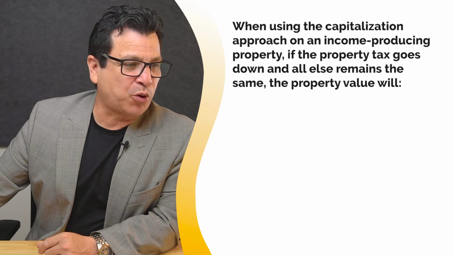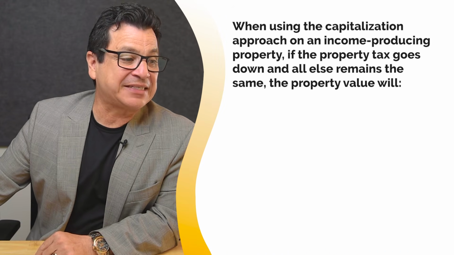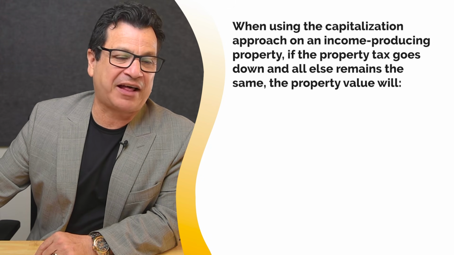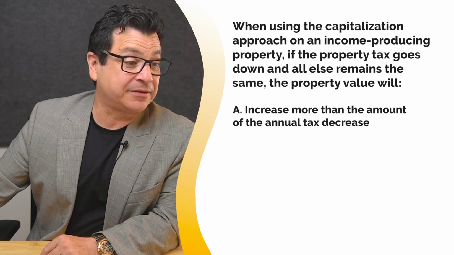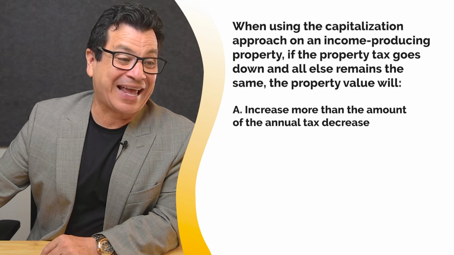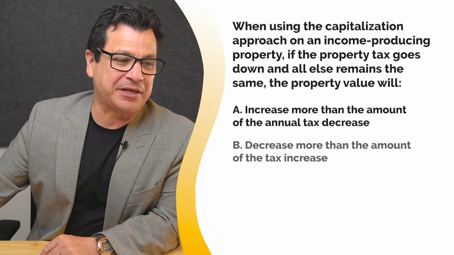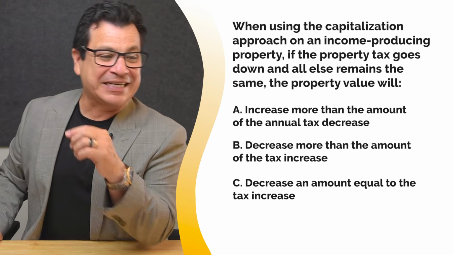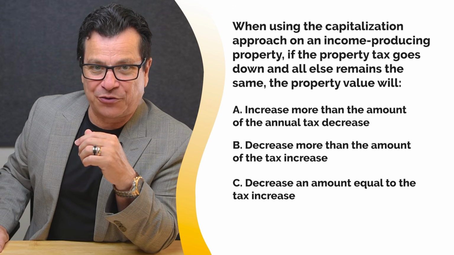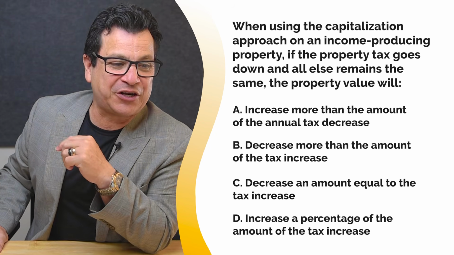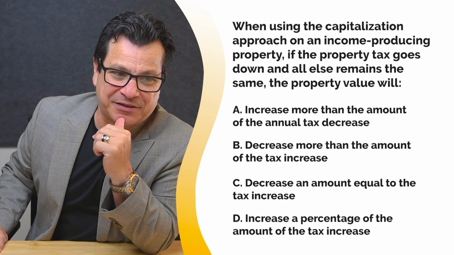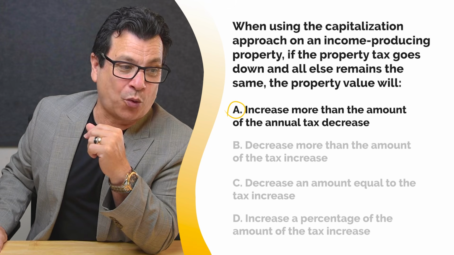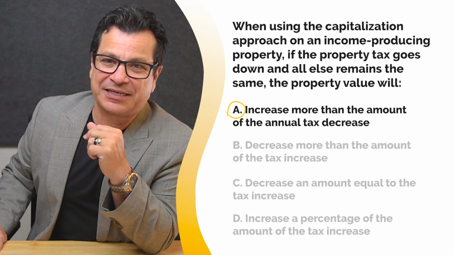When using the capitalization approach on an income-producing property, if the property tax goes down and all else remains the same, the property value will A, increase more than the amount of the annual tax decrease, B, decrease more than the amount of the tax increase, C, decrease an amount equal to the tax increase, or D, increase a percentage of the amount of the tax increase. The answer to this question is A, increase more than the amount of the annual tax decrease.